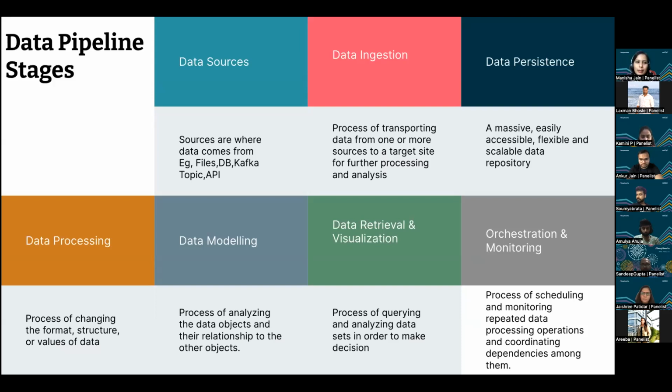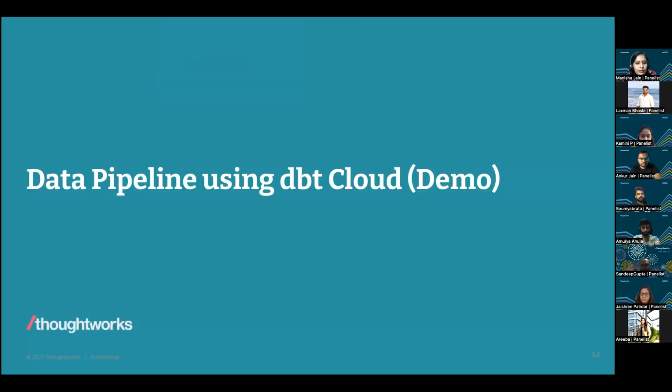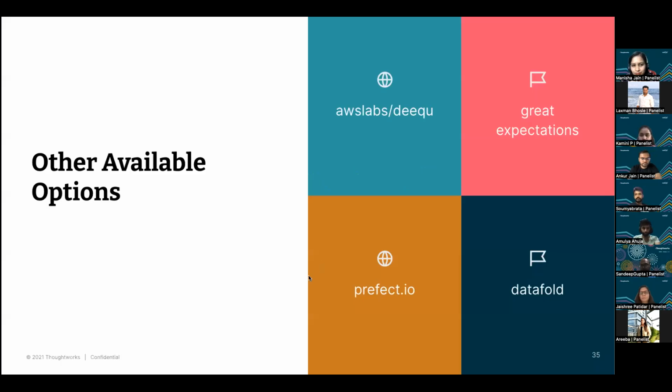How do we do data pipelining for DBT? DBT is an open source Python package which gives us the ability to define transformations. But how do we orchestrate it? How do we productionize it for our projects? Let's go to the next slide. There are multiple ways to do this.